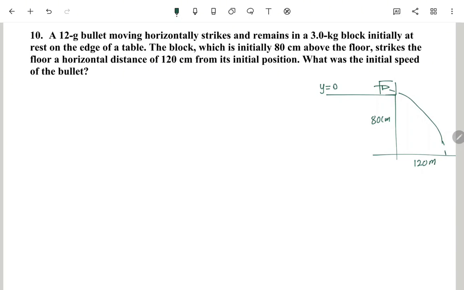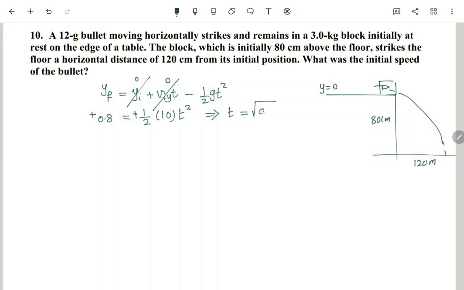To do this, let's use equations of motion. y final equals y initial plus the initial y velocity times t minus half g t squared. y initial is 0 and the initial velocity is actually 0 as well. So y final, minus 0.8 because it's below the reference point, equals minus half g, which is 10, t squared. Minus with minus is just a plus, and from this we can calculate the time t, which equals the square root of 0.16, or in other words 0.4 seconds.